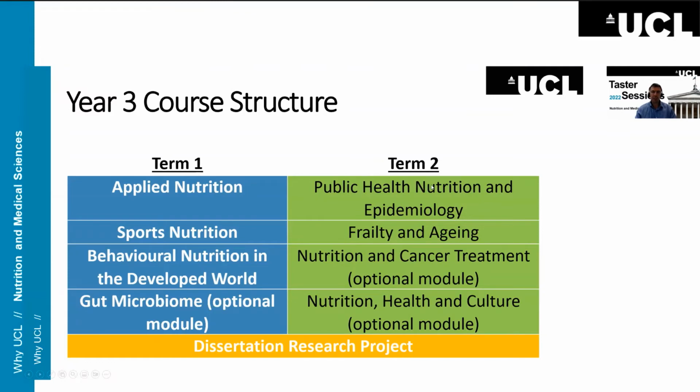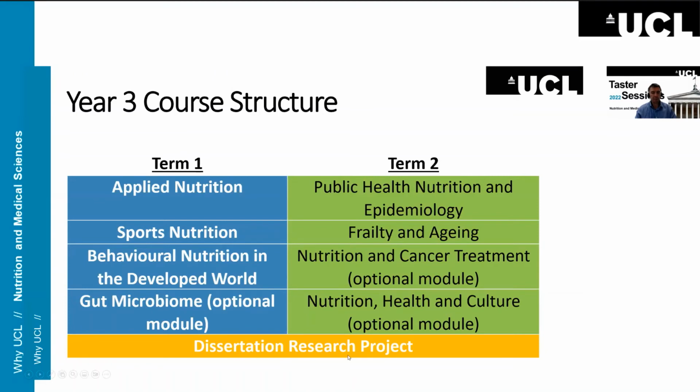And then in term 2, we have a specific public health nutrition epidemiology module. We have a module related to frailty and aging. And then we have these other specific optional modules that I mentioned earlier related to cancer treatment. Another new module called nutrition, health and culture, which looks at anthropological relationships with health. So lots of social and cultural aspects of nutrition and health.